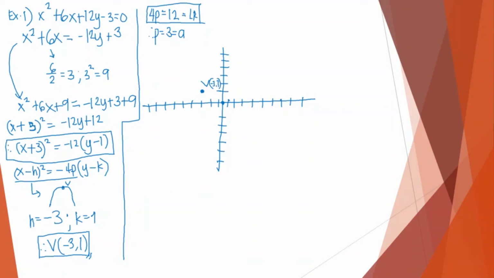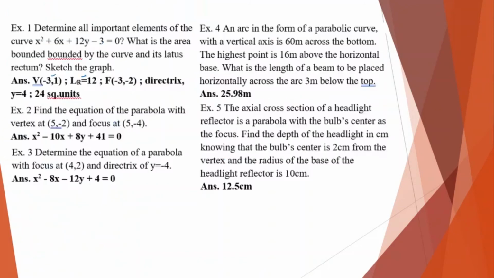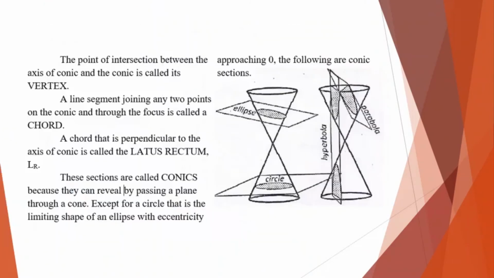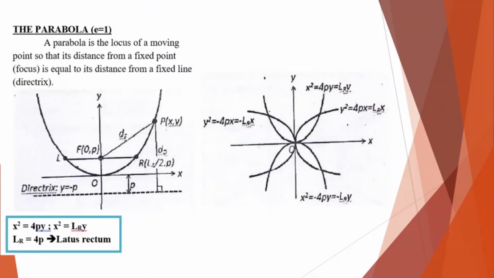Okay, so the value of p is 3. Meaning, p can be used to determine the directrix and the focus. Take note, from the vertex to the focus is distance p. The same with the directrix, from the vertex to the directrix is distance p as well.